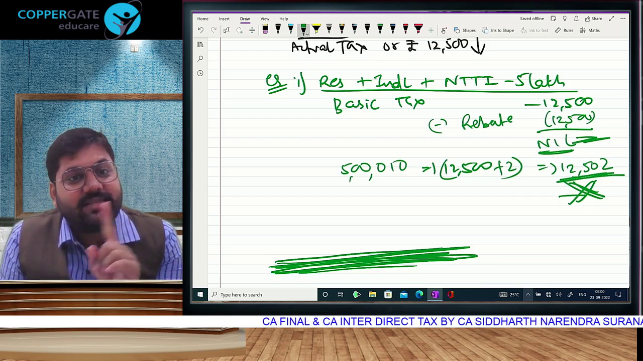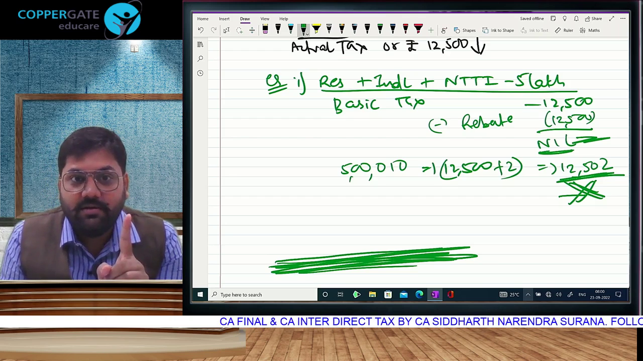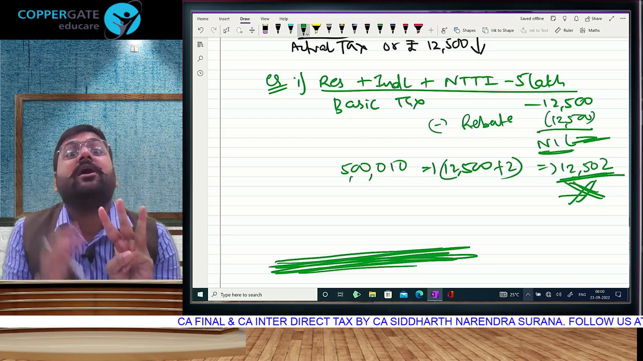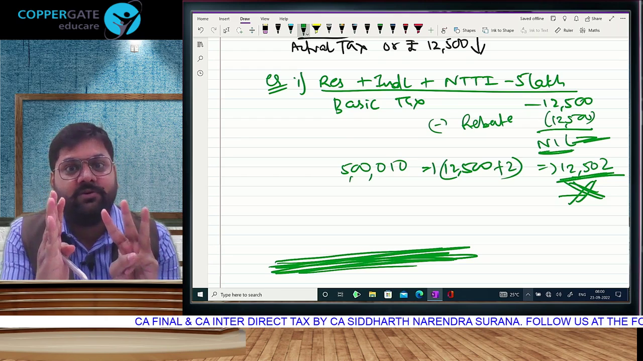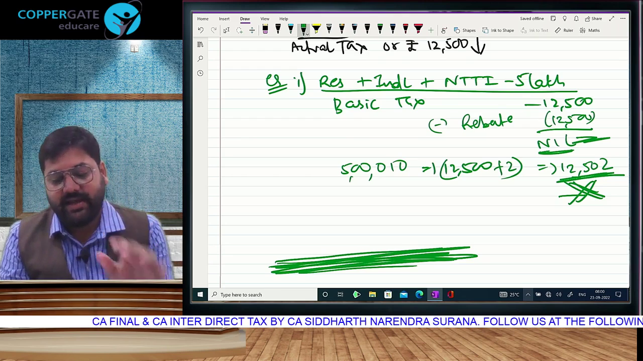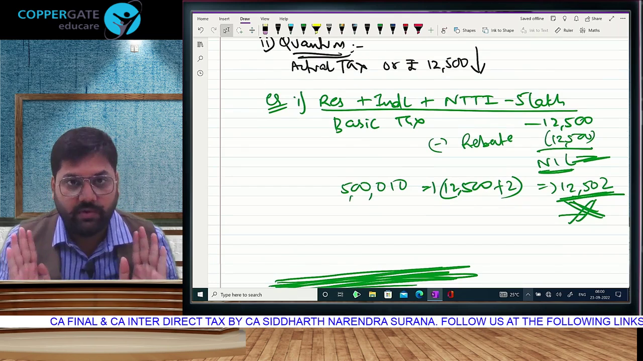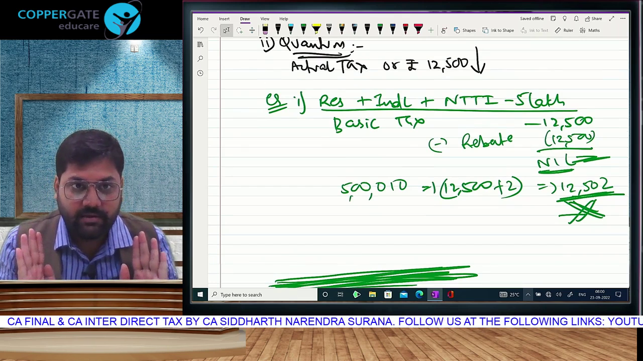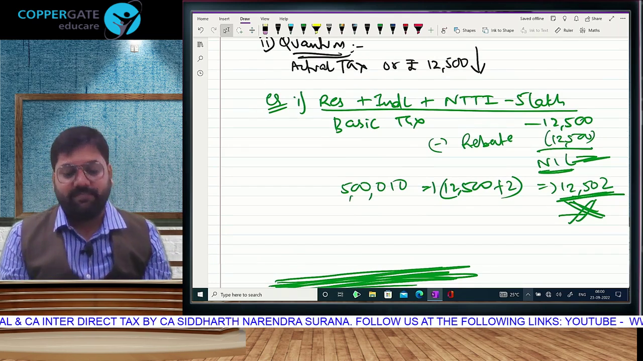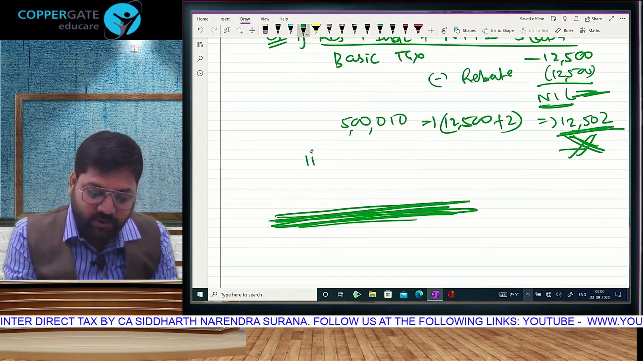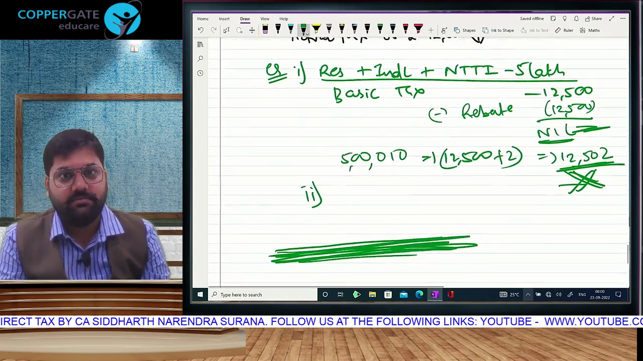You understood tax is becoming 0 because of rebate. So for a resident individual with income up to 5 lakhs, less than or equal to, not more than 5 lakhs, rebate is actual tax or 12,500, whichever is lower. Quantum is also clear. And now there is a doubt asked by students, and that doubt will be answered. Before you ask me, it will be answered in the second example.